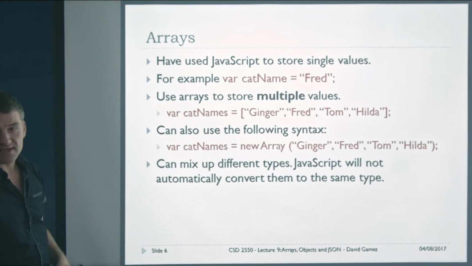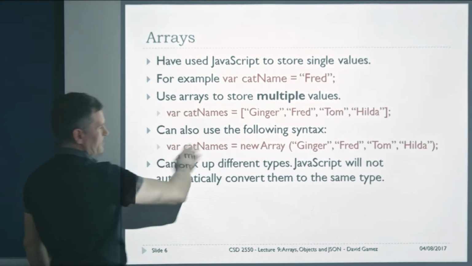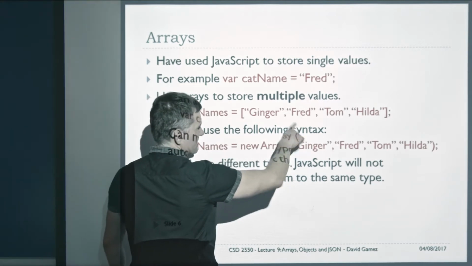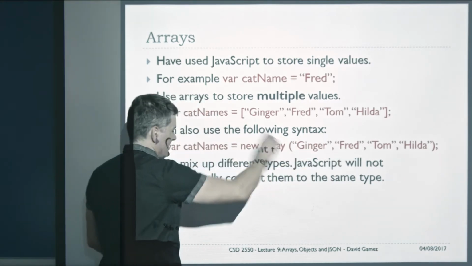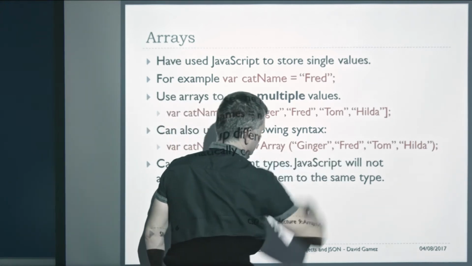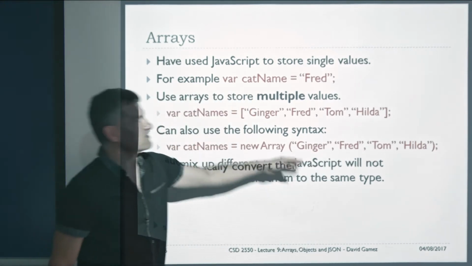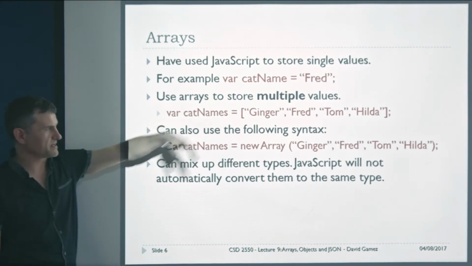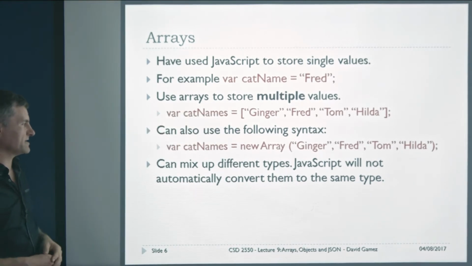You can also use this syntax in JavaScript, where we have var cat names, the variable, and we say new Array, and then the round brackets, and then the list of values separated by commas. But obviously, why would you want to type all this when you can just write an array like that? So personally, I'd always stick to just using the square brackets for arrays.